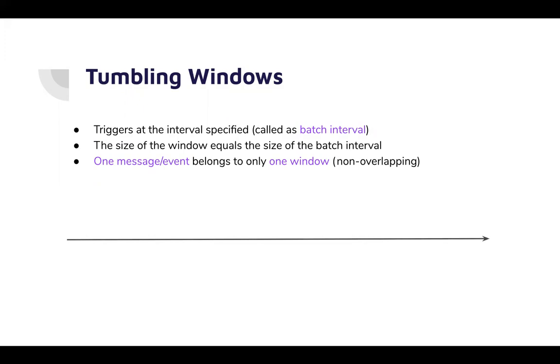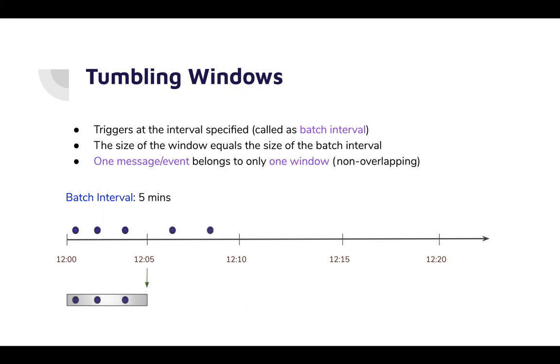So let's say this is our x-axis, which is your time axis, and you have a batch interval of 5 minutes, which means you will be running your processing every 5 minutes. So this is the 5 minutes interval. New events are arriving between 12 and 12:05. At 12:05, you are going to club together and process all the events which have happened in the last 5 minutes. Then in the next 5 minutes, new events come in, and then you are going to trigger it only on those new events which have arrived in the last 5 minutes.